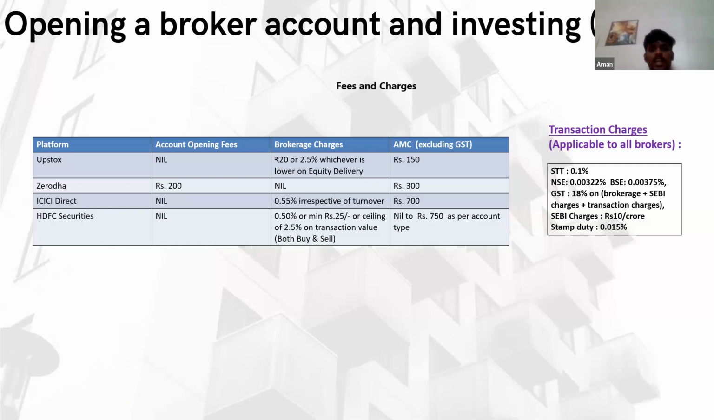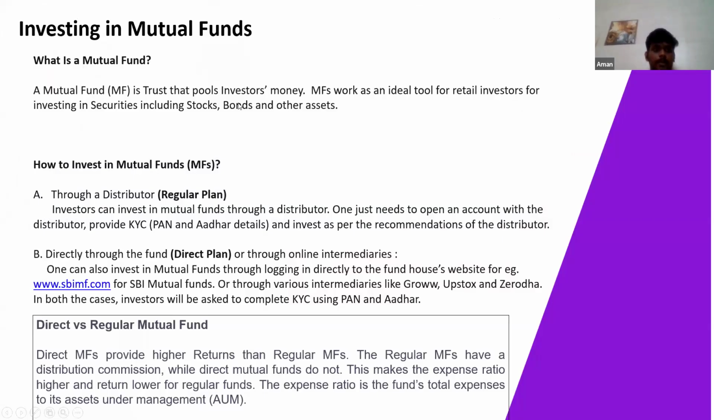Coming to annual maintenance charges, these are the charges plus 18% GST will be applied. So for Upstox, it is rupees 150 flat. Zerodha is 300, ICICI Direct is 700, and for HDFC Securities, there are separate types of accounts. The basic account charges 0 rupees, but for the different advanced accounts, it goes to 300, and the last and final is 750, the highest. So basically, there are some advanced features for some of the accounts for which they charge higher. So that was all.